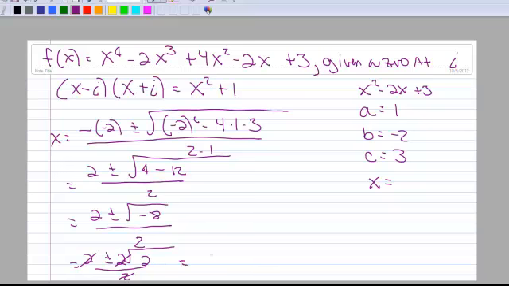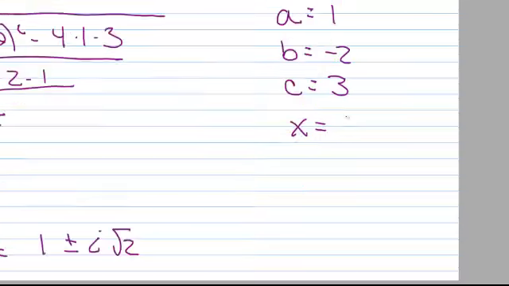And so I'm left with 1 plus or minus i times the square root of 2. And if you'd have done this with your calculator, you get 1 plus or minus 1.414i.